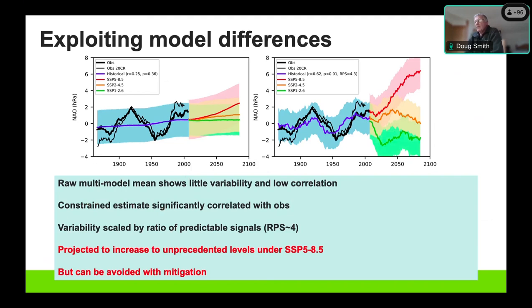But when we look at the constrained simulations, and this is again calibrated by the ratio of predictable signals, which is again about 4 in these simulations. So now we start to see a significant correlation with the observations, suggesting a key role for external forcing over this historical period. And we also see quite different projections now. So under the business as usual SSP 585, the NAO increases to unprecedented levels, about 3 times bigger than we've seen in this historical period. Whereas in the other scenarios now, you can start to see a clear impact of mitigation. So the SSP 245 starts to decline around the middle of the century, and the SSP 126 declines even earlier. So these unprecedented levels of the NAO can be avoided by mitigation. Next slide, please.